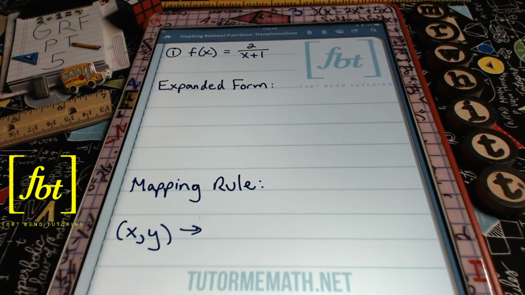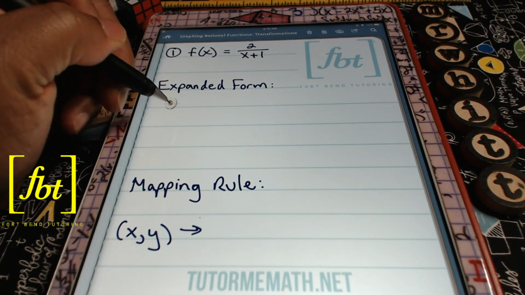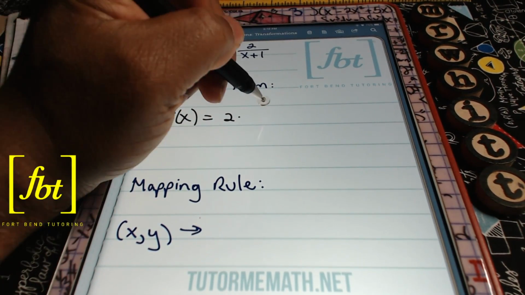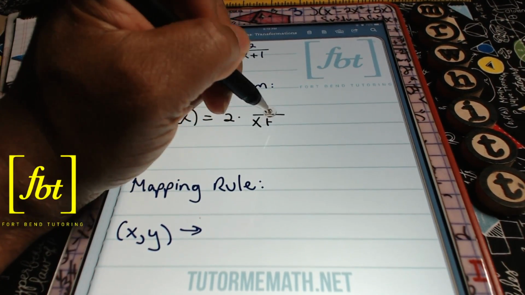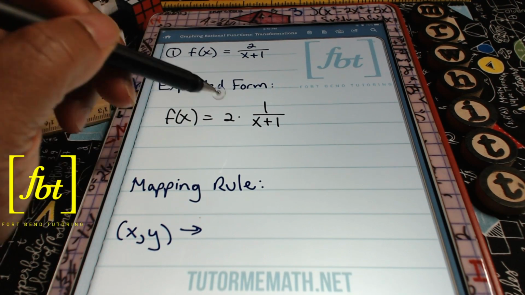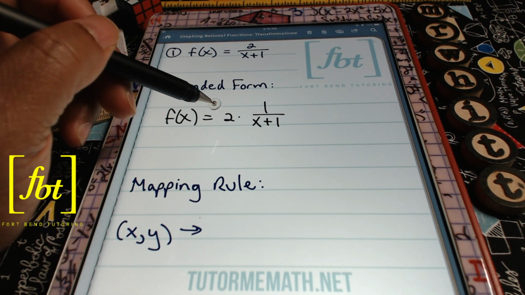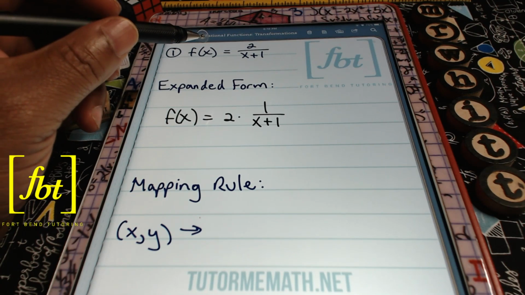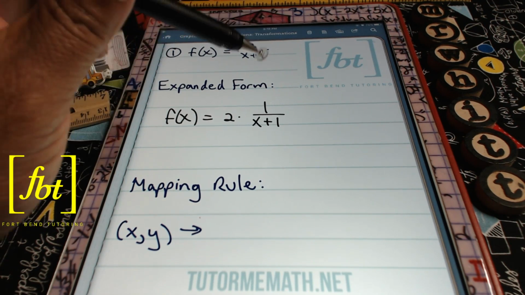And finally, guys, we have problem number 1. We have f of x equals 2 divided by x plus 1. And the first thing we'll want to do is to rewrite our function in expanded form. So that means I'll be rewriting this function as f of x equals 2 times 1 divided by x plus 1. So this is going to be the expanded form of our original function, showcasing that our value of a, for instance, is 2. And also, your value of b is 1.